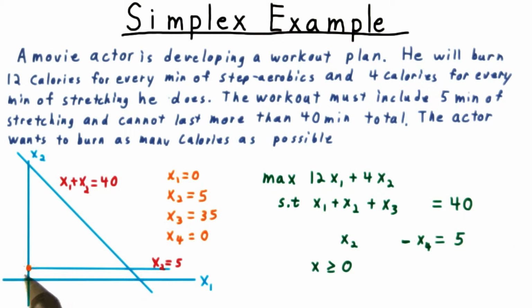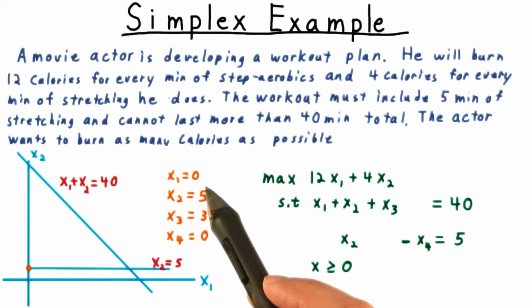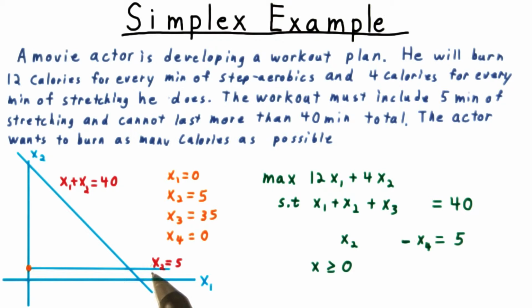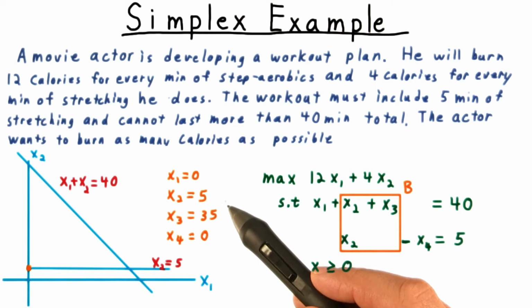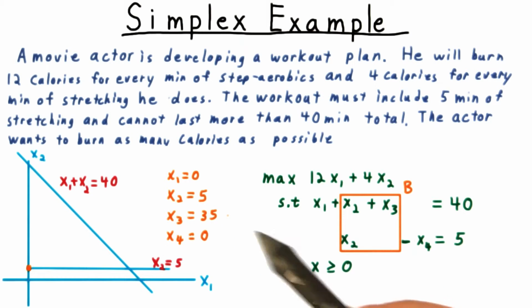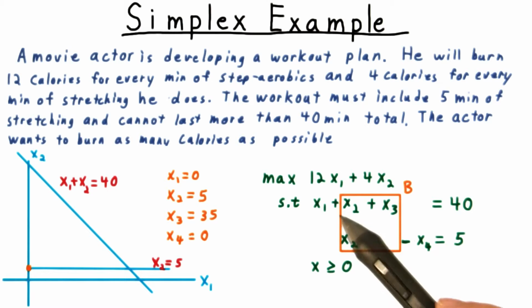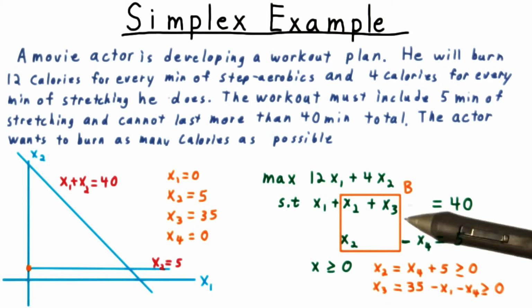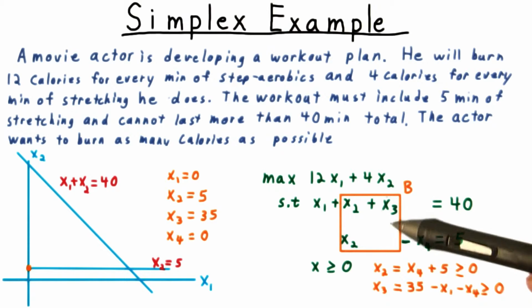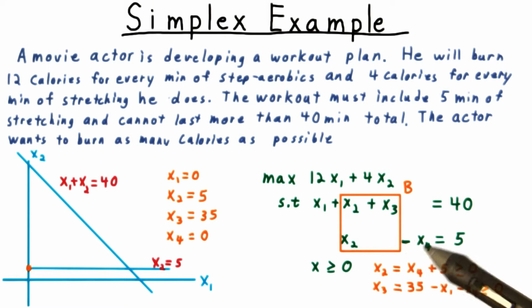Let's suppose that our current solution is down here in this corner, meaning that x1 is 0, x2 is 5, and our slack variable here will be 35, and our surplus variable here will be 0. The basic variables here are clearly x2 and x3, and the submatrix B of the constraint matrix A consists of these two columns here. Recall that we want to solve for these basic variables and essentially eliminate them.